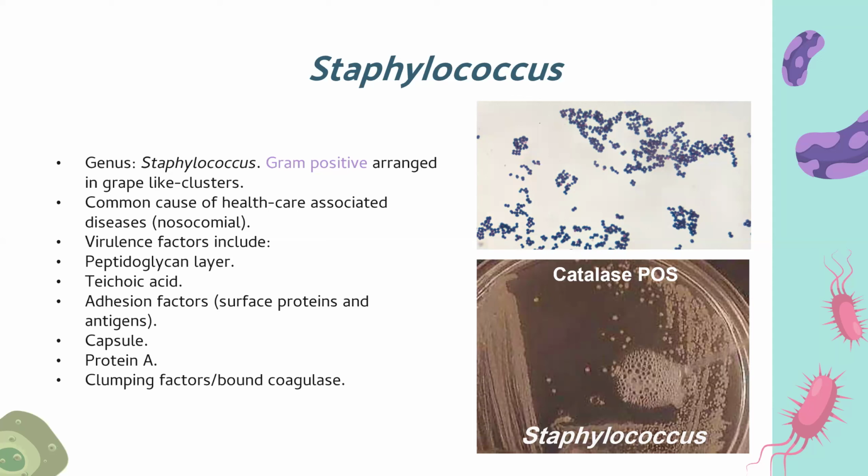It has a capsule, not always, but if it does, it facilitates attachment and it inhibits chemotaxis, phagocytosis, you name it. It also has protein A, which binds to the Fc portion of IgG at the complement binding site.